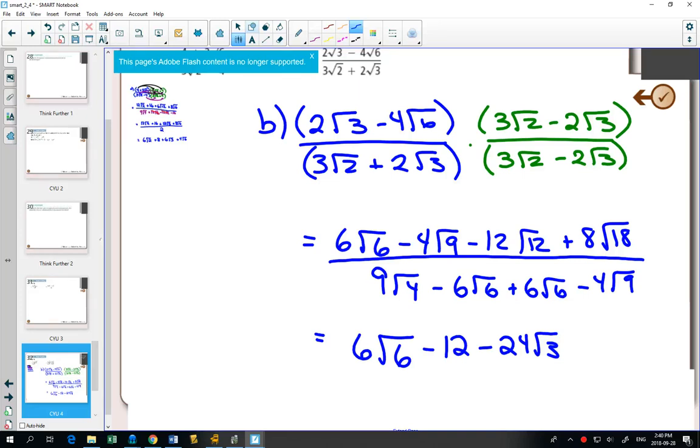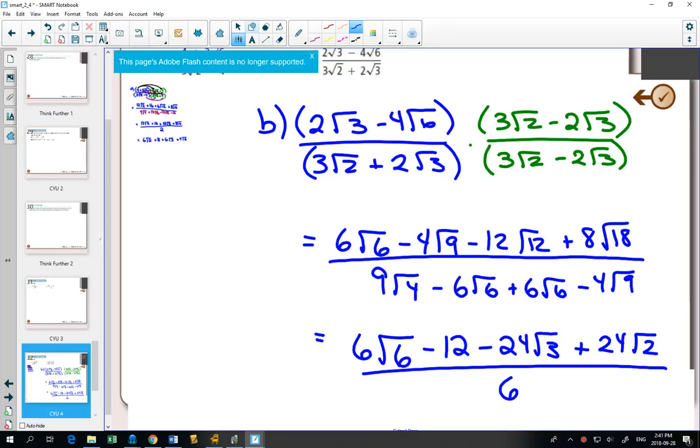And 8 root 18 is the same thing as 24 root 2. Because 18 is root 9 times root 2. Square root of 9 is 3. 3 times 8 is 24. All over, well, these cancel out. This will be 18. This will be 12. 18 minus 12 is 6.